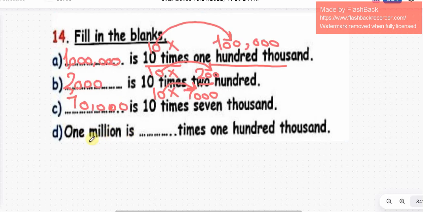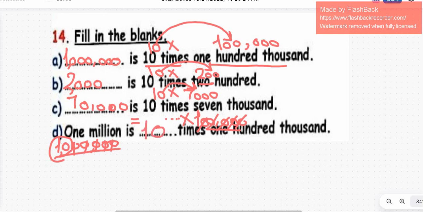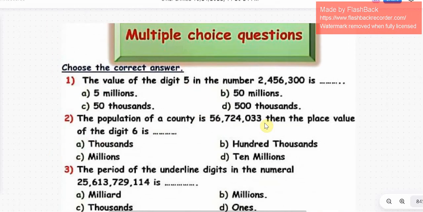Last one, 1 million. I'm gonna write 1 million. How can we write it? 1 and 6 zeros. 1 million is how many times 100,000? How many zeros here? 6. How many zeros here? 5. Okay, cross each zero with the opposite zero in the other side. Cross. Now I crossed all of them. What do we have here? 10. So your answer is 10. It's 10 times 100,000.